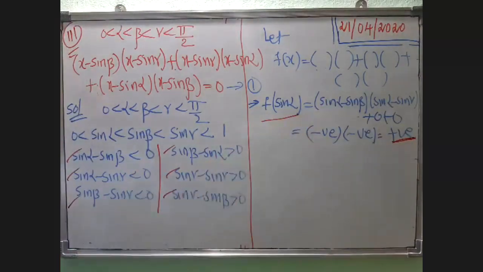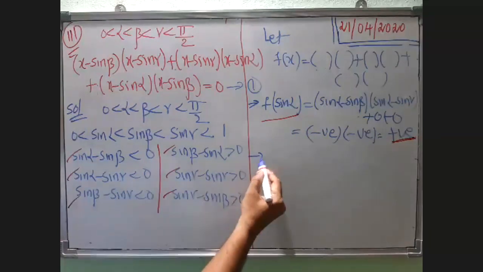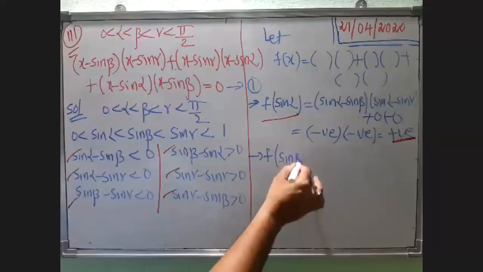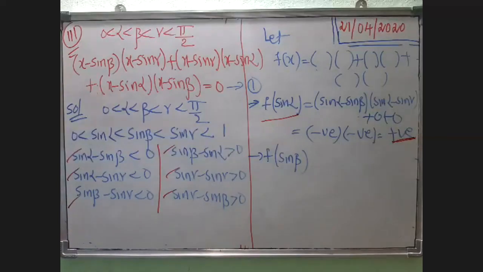Now I will take the second case, f of sin beta. What I'm doing here is trying to draw the graph by substituting sin alpha, sin beta, sin gamma. As per the theory I gave in the beginning, when the two roots are distinct, the curve intersects the x-axis at two distinct points. When the two roots are equal, the parabola touches the x-axis at only one point. And when the roots are imaginary, the parabola will never touch the x-axis. Based upon that, I'm solving here.